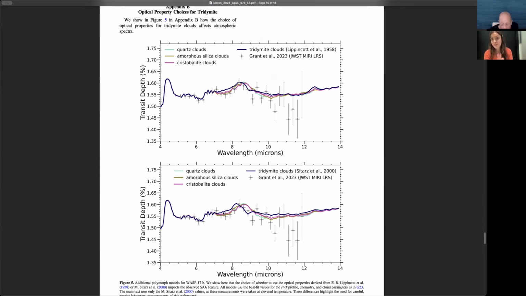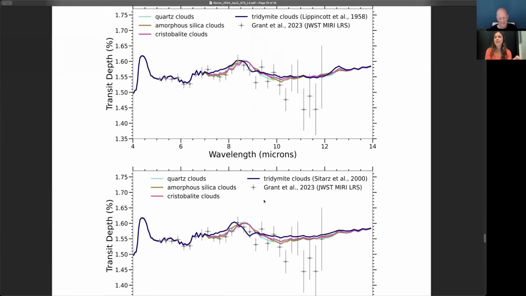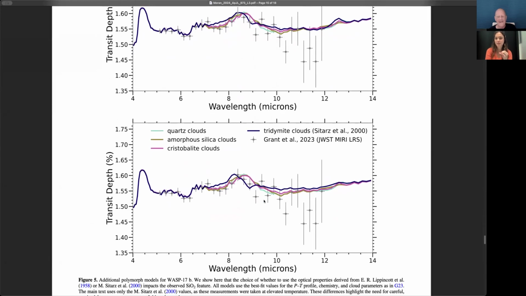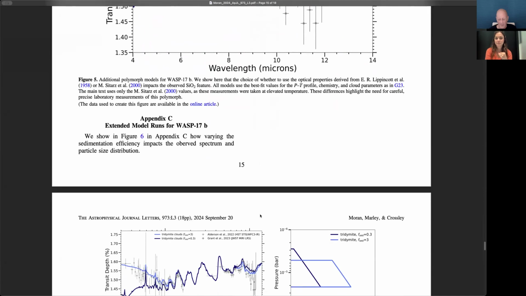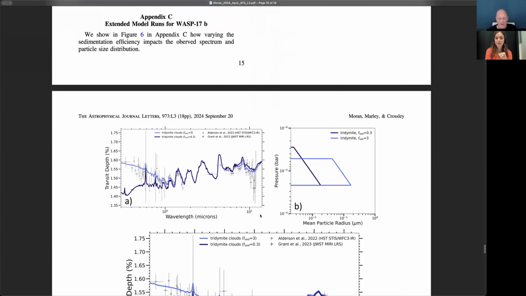Yes. And so thinking about this, this is going to drive your model fits. It's just important to figure out which laboratory data you trust. It's also demonstrating the importance of temperature dependent measurements. Cool. Very cool. And then some extended runs on WASP 17.